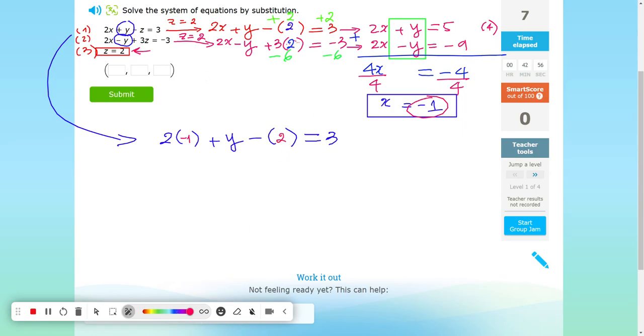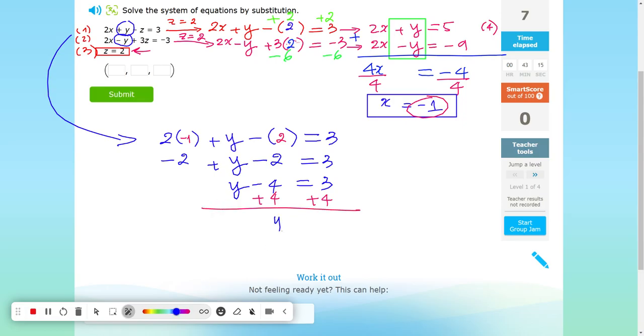Now I come out at negative 2 plus y subtract 2 equal 3. Negative 2 and negative 2, that's a negative 4. I'm almost done. Now I just do the last step here, plus 4, plus 4. So now I come out y equal 7. Okay, so I just solved it. I come out with the answer for the 3 variables x, y, z.